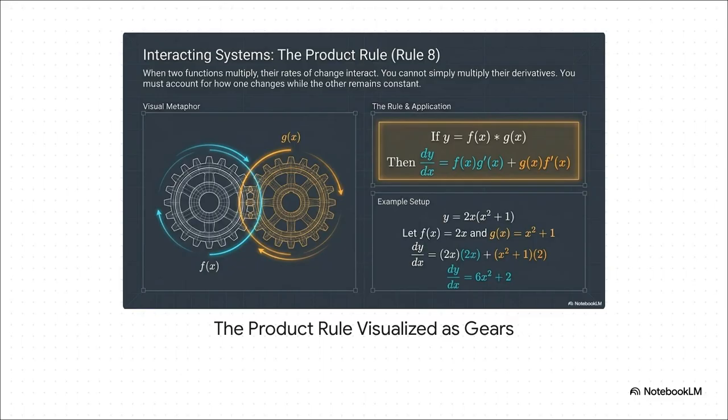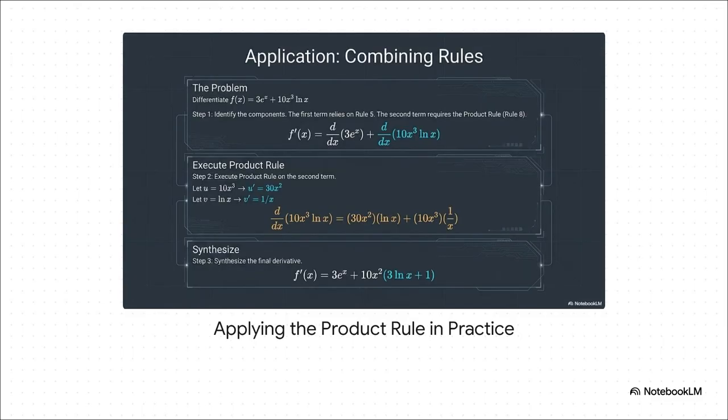Think of two multiplying functions as interlocking gears. When they multiply, their rates of change directly interact. You have to account for how one changes while the other remains constant. The rule handles this super clearly. The derivative is the first function times the derivative of the second, plus the second function times the derivative of the first. Let's actually look at concrete proof that these abstract rules have highly methodical, step-by-step applications.